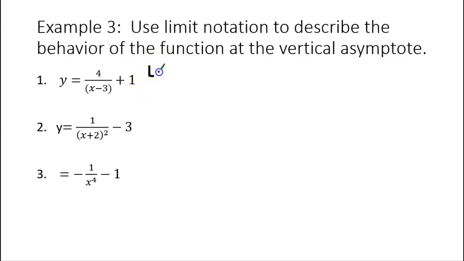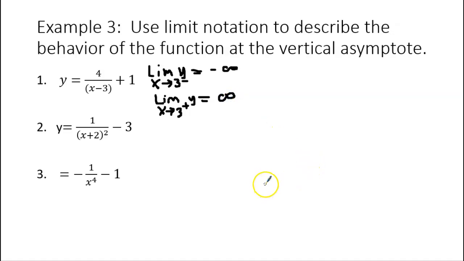So what we're going to do is we're going to say the limit as x approaches my vertical asymptote, which is 3 in this case. For this function, we'll call it y. On the left side, it goes down into negative infinity. So I'm going to put a little negative here after my 3. And on the left side, it goes down to negative infinity. And on the right side of my asymptote, so I'll put 3 with a plus to represent the right side of my asymptote, it goes up into positive infinity. So that's the answer to number 1 there.